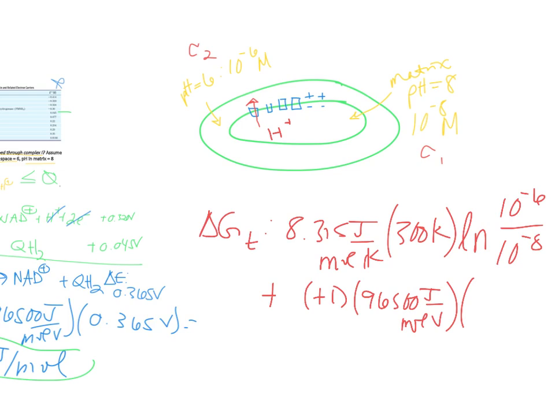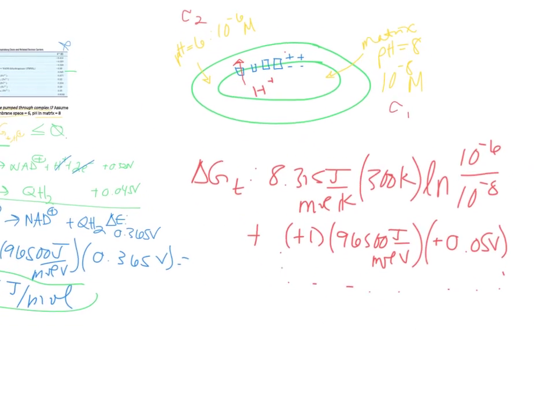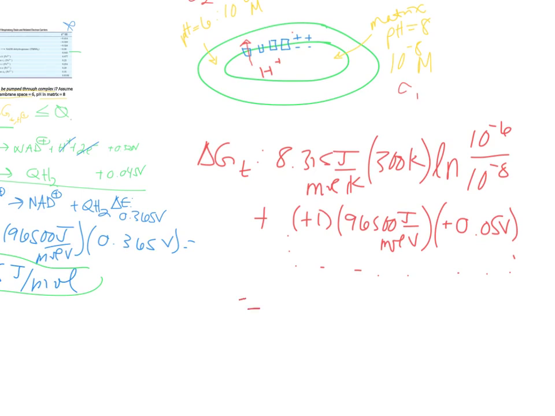and then my proton has a plus charge, and it's moving to the plus side of the membrane, so that's unfavorable. So this whole thing will have to be positive. So I'm going to keep this as a positive value, 0.05 volts. Okay, do your math, have fun. I got a positive 16312.59 joules per mole.